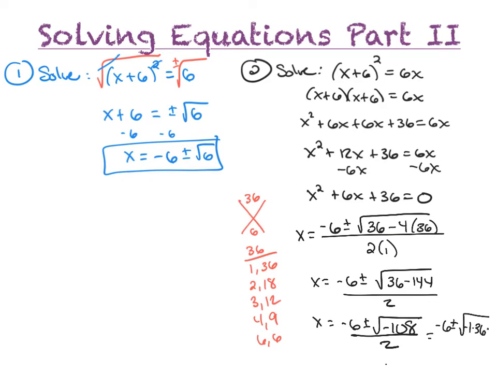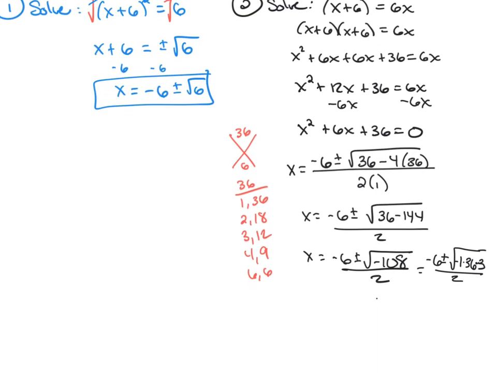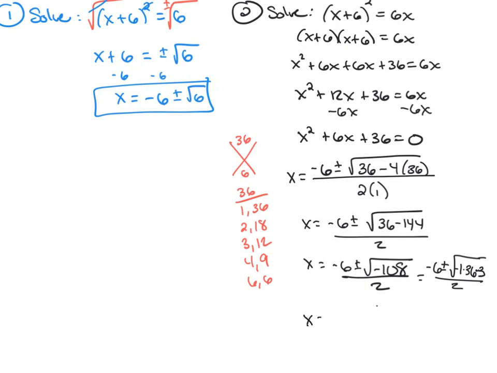36 goes into 108 three times, which is great because that's a perfect square. So we've got, let me scooch this up just a little bit, x equals negative 6 plus or minus 6i times the square root of 3, all over 2.